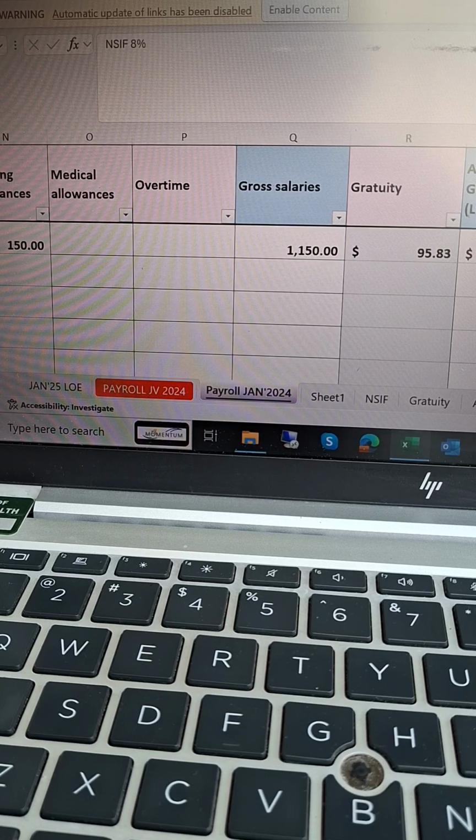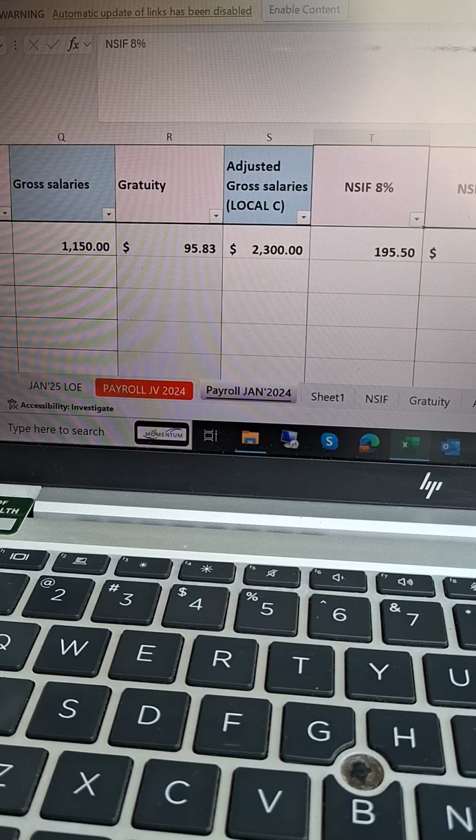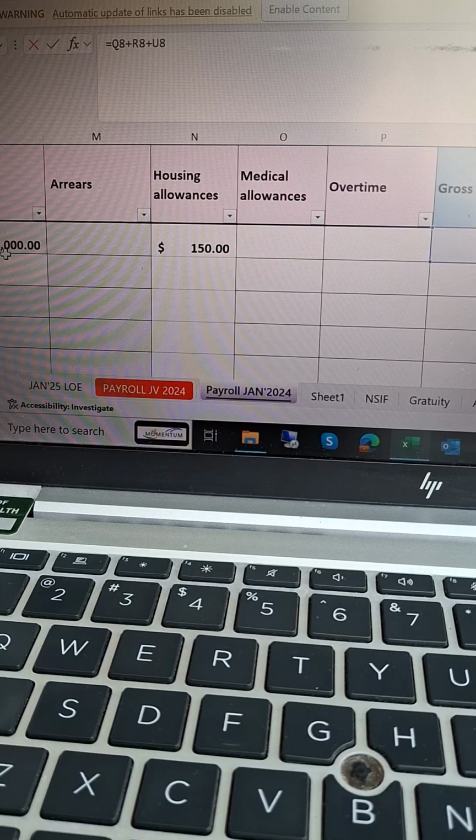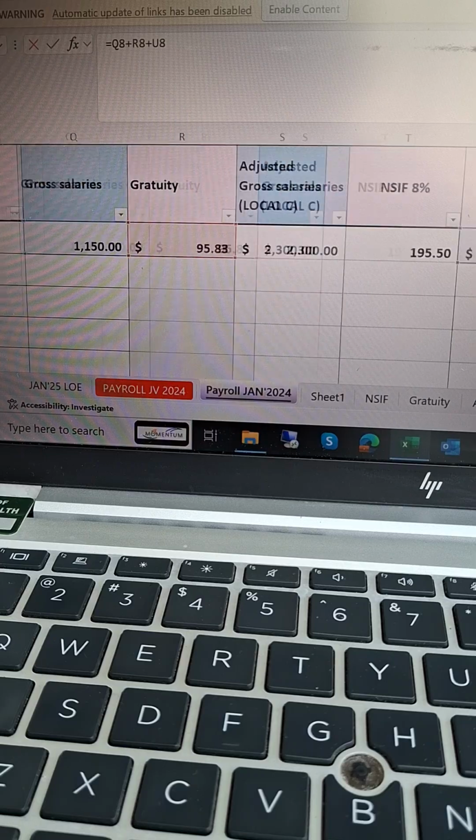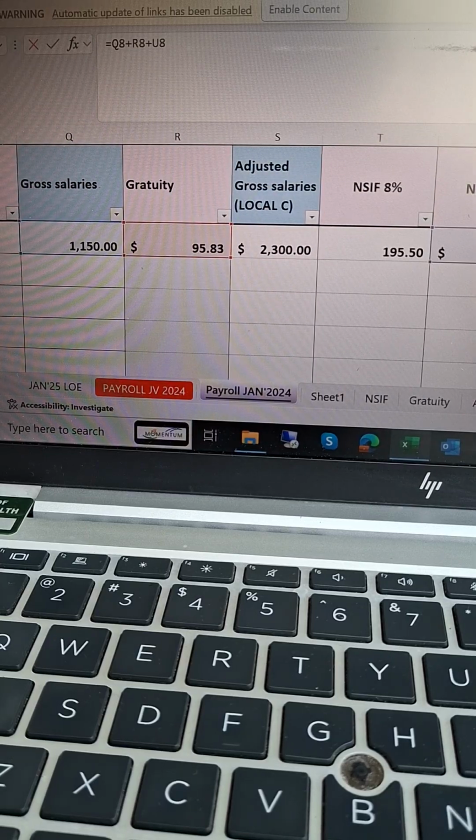Then 8% is actually 8% of the gross. This is the employee's contribution. We have 17% of the gross. That is the employer's contribution. We have something called total employee cost. Total employee cost is equal to basic pay plus all the allowances and arrears, plus gross pay plus the 17%, which totals to what we call total employee cost.